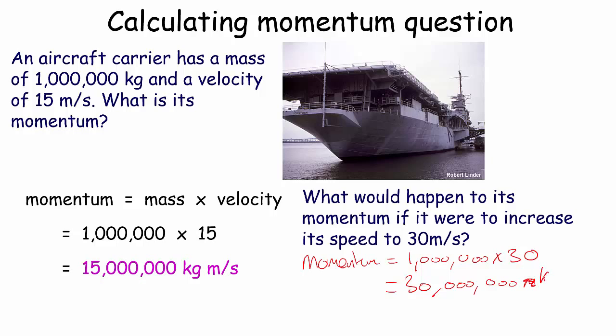Let's make sure we get this absolutely right. Kilogram meters per second. 30,000,000 kilogram meters per second, twice the number that was before. If we double the velocity of an object and don't increase its mass, its momentum doubles. If we kept it at the same speed and doubled its mass, its momentum would double. These are the only two things that can affect the momentum of an object.